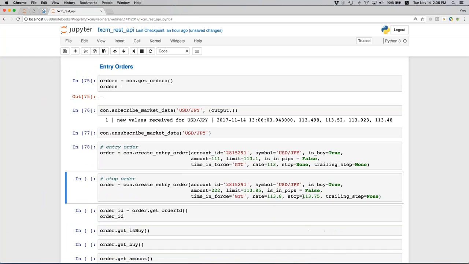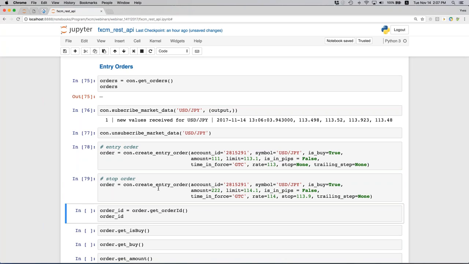The other one is now defining a stop. This is higher than our current rate. So whenever we hit this level, and this could be adjusted as well, let us say, for example, 114.1 and 0.9. I can place this order.